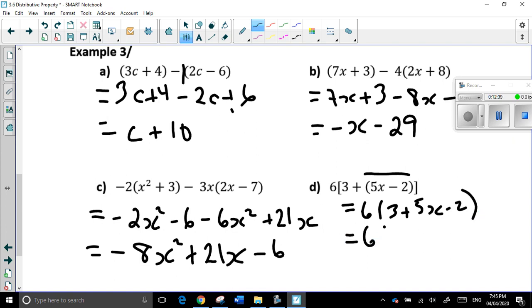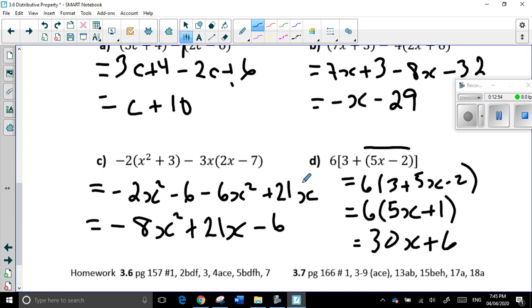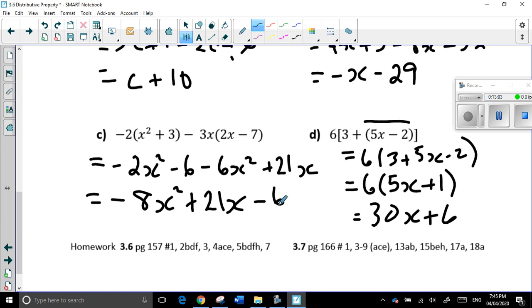And collect like terms within the brackets. 3 minus 2 is 1. Now we can expand again. And we're finished. Okay. There is a second way you could do that that would be correct. And you're welcome to do it that way if you want. Doesn't matter to me. Again, as long as it's mathematically correct and you get the right answer at the end, you're good.